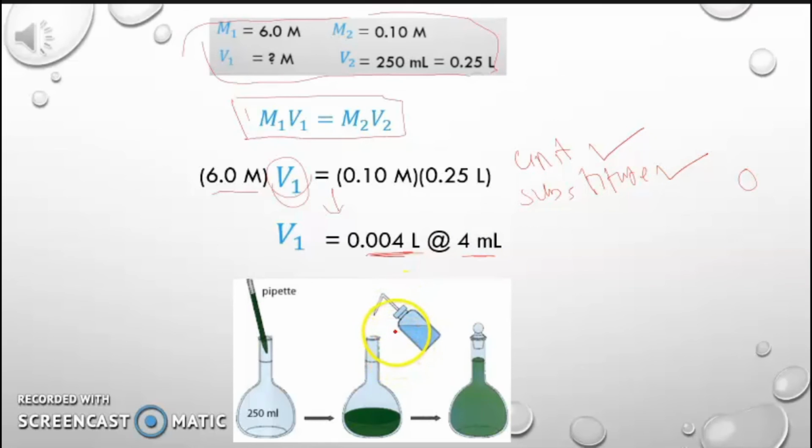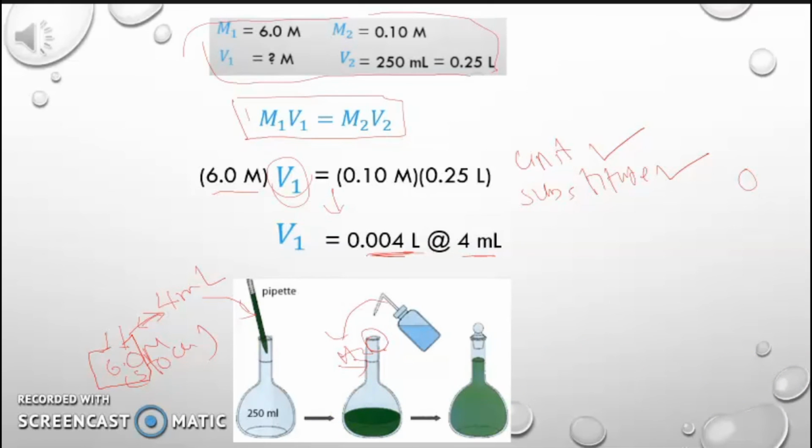So the conclusion is only 4 ml of the stock solution is needed to prepare 0.10 molar. So inside here is only 4 ml that you extract from the bottle of the stock solution, the 6.0 molar. It's a very small amount of stock solution that was needed, and then the rest was just filled with water to make up 250 ml of the new solution.